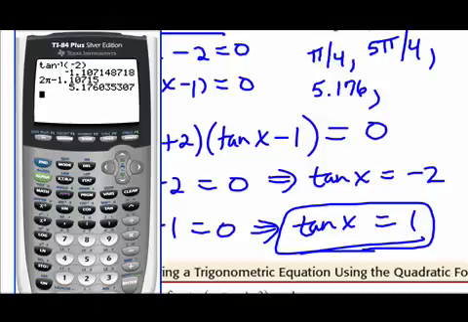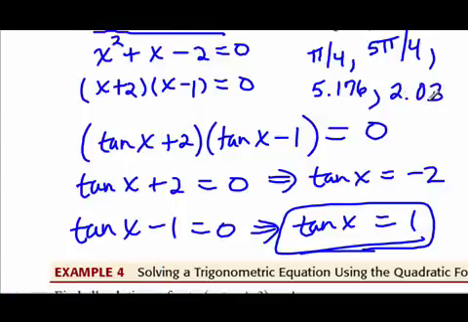How about the other one? Is there another one? Well, I got inverse tan negative 2, which gave 5.17 radians. Where else would the tangent be negative? Quadrant 2. So we'd also take pi and go back a reference angle of the same number of radians, giving us 2.03. Is that negative? No, positive.